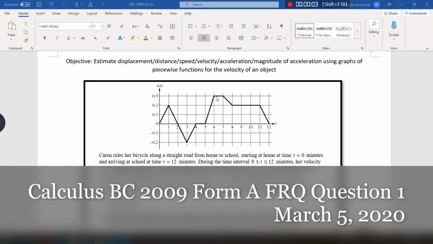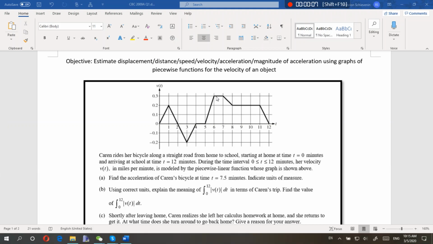Alright, welcome back. So we are continuing with our free response questions again. This time, the objective is to estimate displacement, distance, speed, velocity, acceleration, and magnitude of acceleration using graphs of piecewise functions for the velocity of an object.